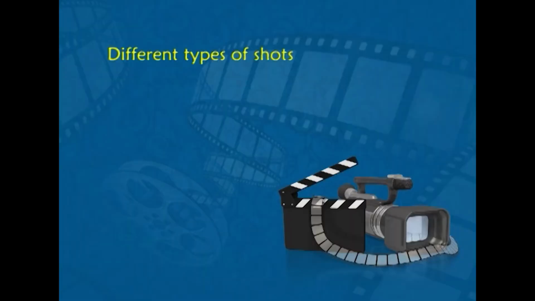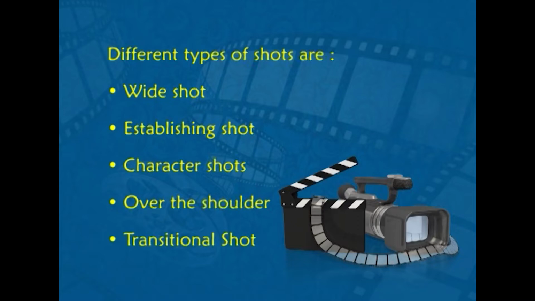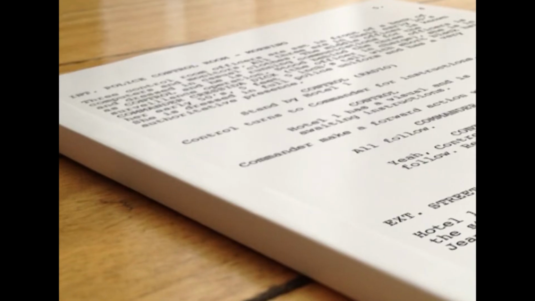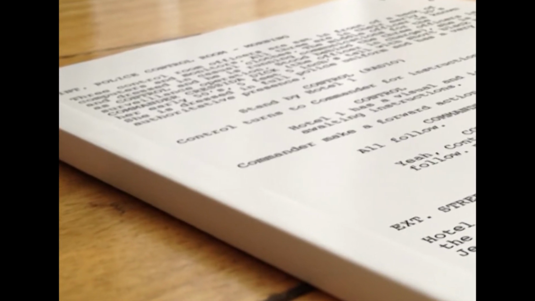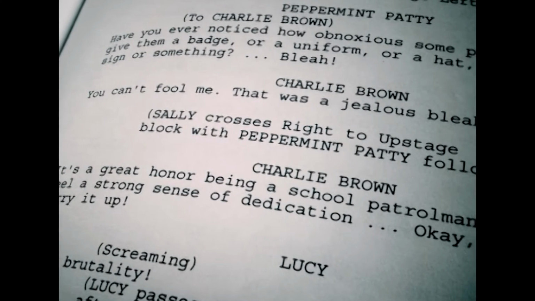So, what are these different types of shots that are used in films? There are many, namely wide shot, establishing shot, character shot, over the shoulder, transitional shot, connecting shot, cutaways, insert, point of view, etc. These shots appear on the script and are called stage directions. They are helpful for visualizing the scene when one reads a script. As with many film terms, the definitions may be somewhat loose and different people or different films use different terms. Let's look at them individually.